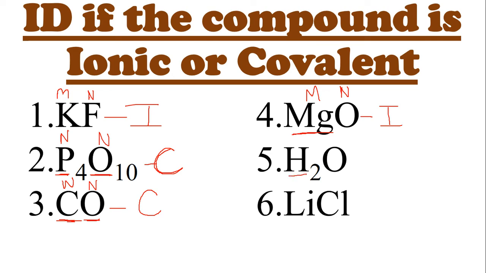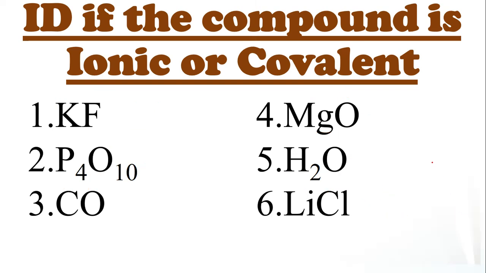All right, we have H, that's hydrogen. It's a trick. Hydrogen is on the left side of the periodic table, but remember it's a nonmetal. It's the only nonmetal on the metal side. And O we know is a nonmetal, so this is covalent. Li is lithium, it's a metal. Cl is chlorine, that's a nonmetal, so this is ionic. How'd you do? Probably got tricked up on H2O.